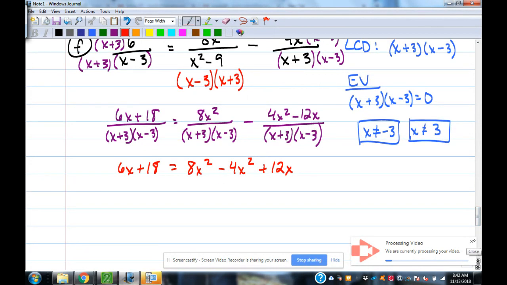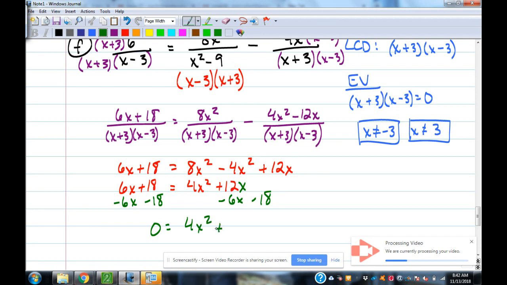All right, now, can we combine some like terms? Yeah, definitely right here. It's 4x squared plus 12x. And then what do we need to get it equal to? 0, right? Because it's got x squared in it. Minus 6x minus 18. 4x squared plus 6x minus 18.